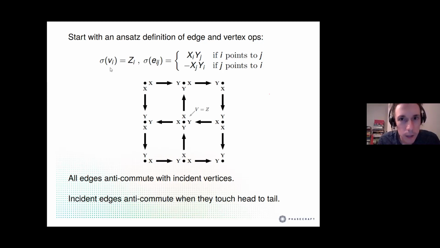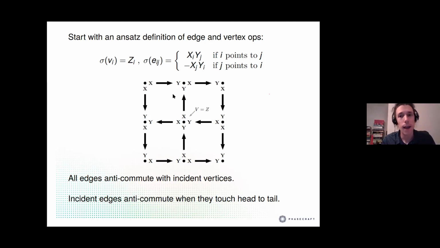So now what we do is we start with an ansatz for our vertex and edge operations. Okay, so we're going to say all our vertex operations are going to be mapped to Z operators on their associated qubits, and the edge operations are going to be mapped to products of X and Y operators. And in particular, the X operators are going to be on the tails of these arrows, and the Y operators are going to be on the heads. And then we also include this sign because there's a sign relation when we swap I and J.